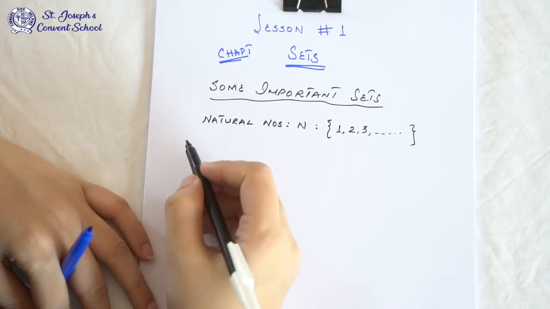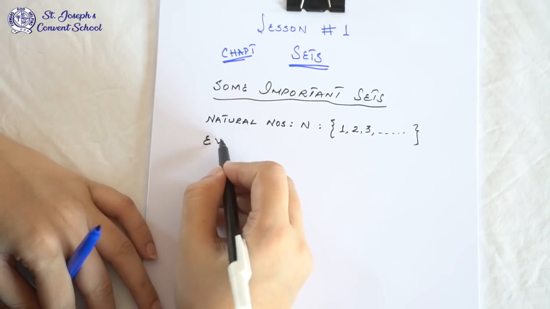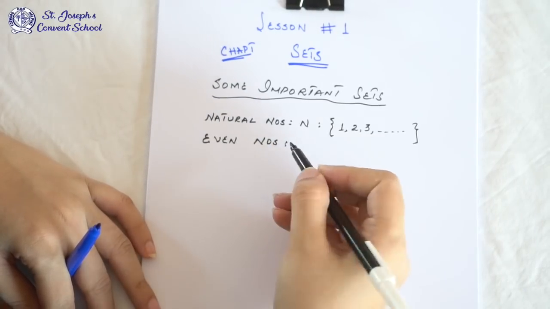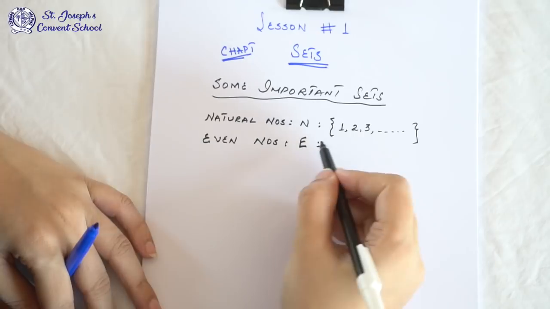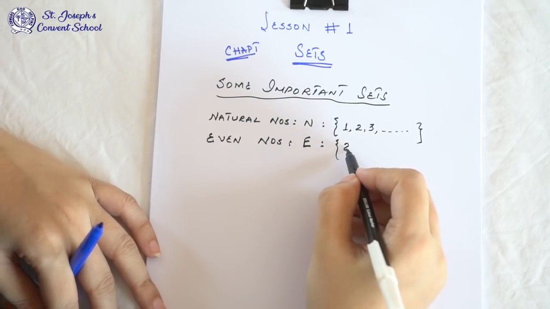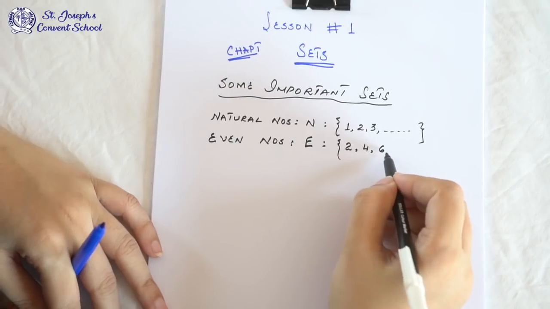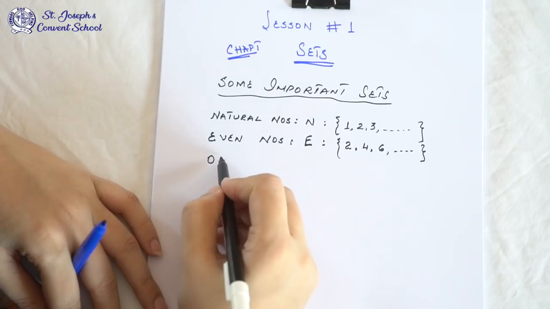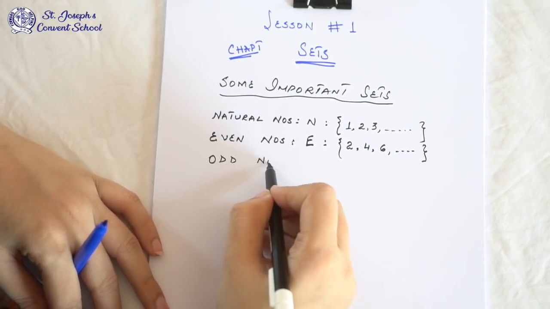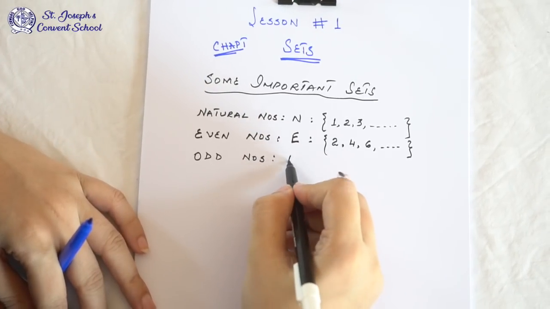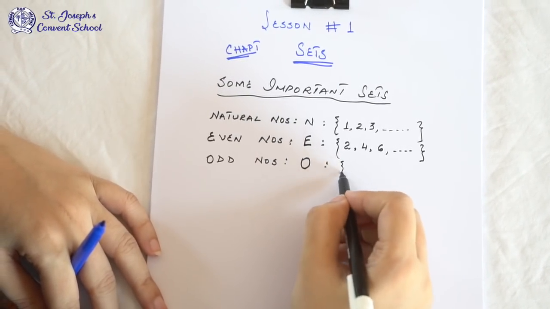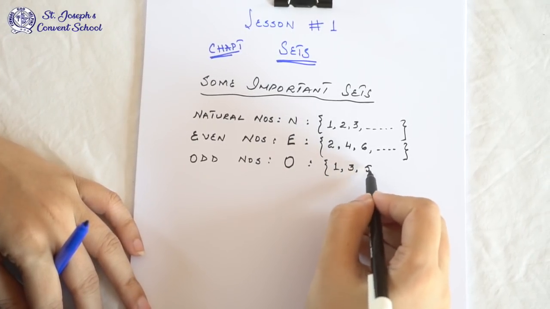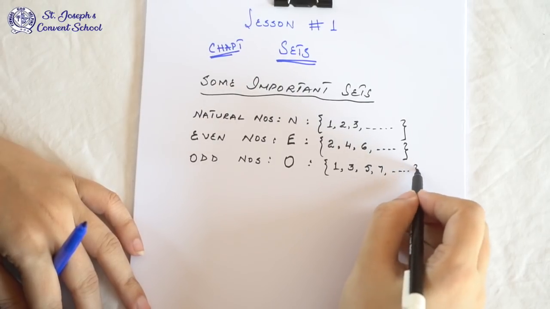Then there is another set you already know, the set of even numbers. We represent this by capital E. Even numbers start from 2: 2, 4, 6. All these numbers are divisible by 2. Then the set of odd numbers, which we represent by capital O. Odd numbers start from 1: 1, 3, 5, 7. These are not divisible by 2.